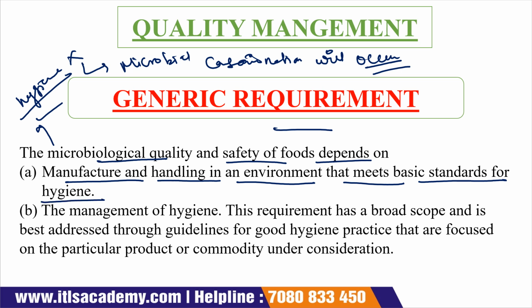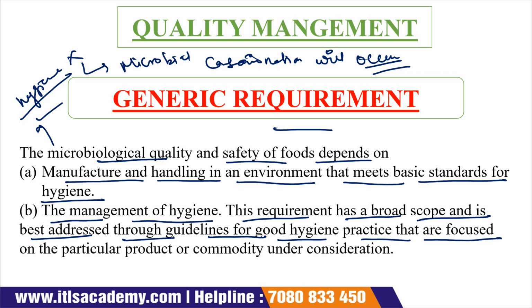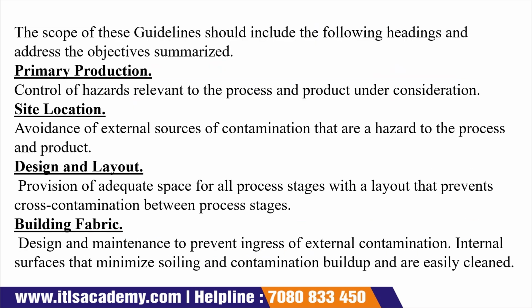The next point is the management of hygiene. This requirement has a broad scope and is best addressed through guidelines for good hygiene practices which are focused on the particular product or commodity under consideration. The scope of these guidelines should include the following headings and address the objectives summarized. So these guidelines are related to hygiene, and these headings and objectives should be included.